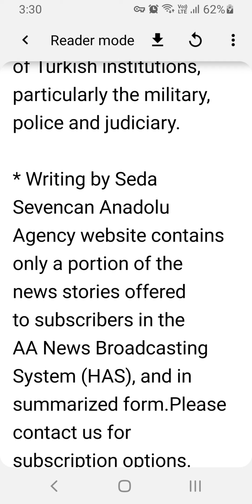In its more than 35-year terror campaign against Turkey, the PKK, listed as a terrorist organization by Turkey, has been responsible for the death of over 40,000 people, including women, children and infants. FETÖ orchestrated a failed coup in Turkey on July 15, 2016, in which 251 people were killed and 2,734 wounded. Ankara also accuses FETÖ of being behind a long-running campaign to overthrow the state through the infiltration of Turkish institutions, particularly the military, police and judiciary. The Anadolu Agency website contains only a portion of the news stories offered to subscribers in the broadcasting system, and in summarized form. Please contact us for subscription options.